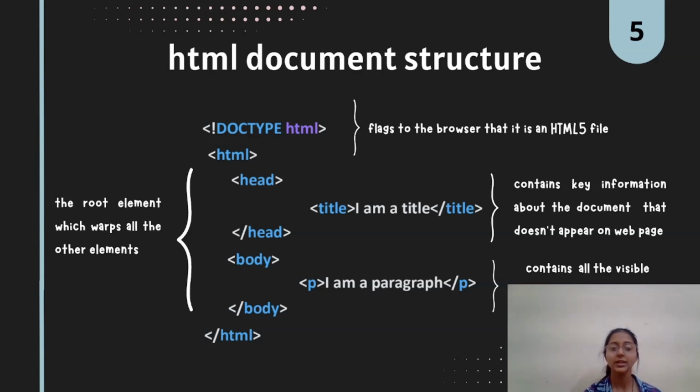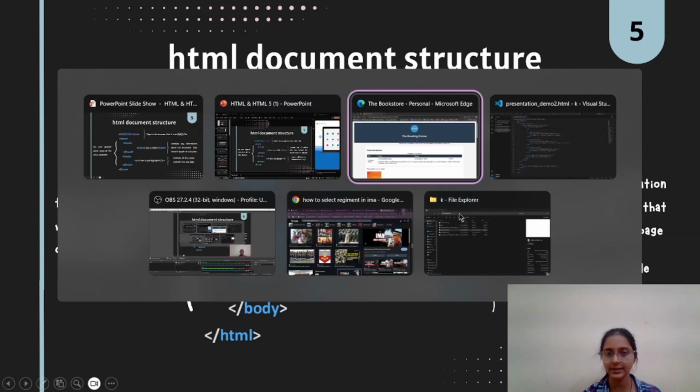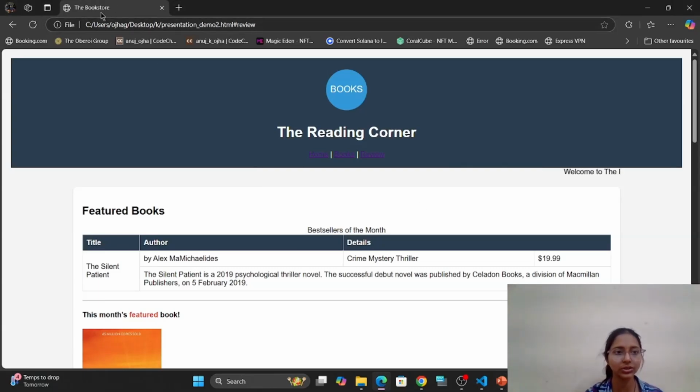The HTML root element has two major sub tags. These are the head and the body tag. Whatever you write inside the head tag does not appear on the web page. Only the title appears. Let me show you an example. Here, the Book Store which is appearing is the title which you read.